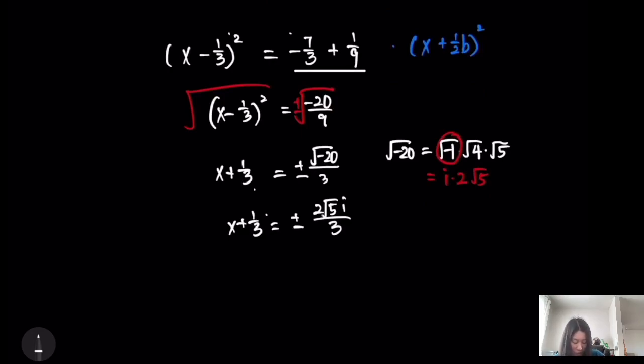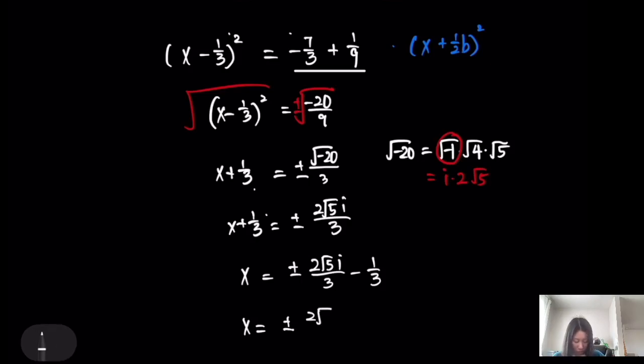And then you can add 1/3 on both sides. So your equation is going to be that. And then you organize a little bit since they already have a common denominator. So you will get positive or negative 2 times square root of 5 i, plus 1, over 3. So that's it for how to use completing the square to solve the radicals.